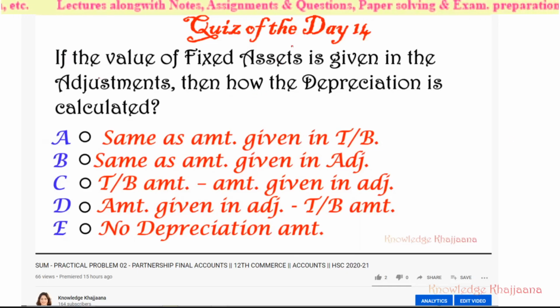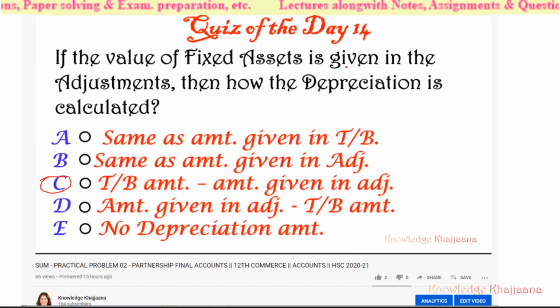Now let's start the day with an interesting thing. In my last lecture, I had asked one quiz. The quiz was: if the value of fixed assets is given in the adjustments, then how is the depreciation calculated? Five options were given, and the correct option of this quiz was option C. That is to calculate the depreciation, if the value of the fixed asset is given in the adjustment, then you have to deduct the amount given in the adjustment from the amount given in the trial balance.